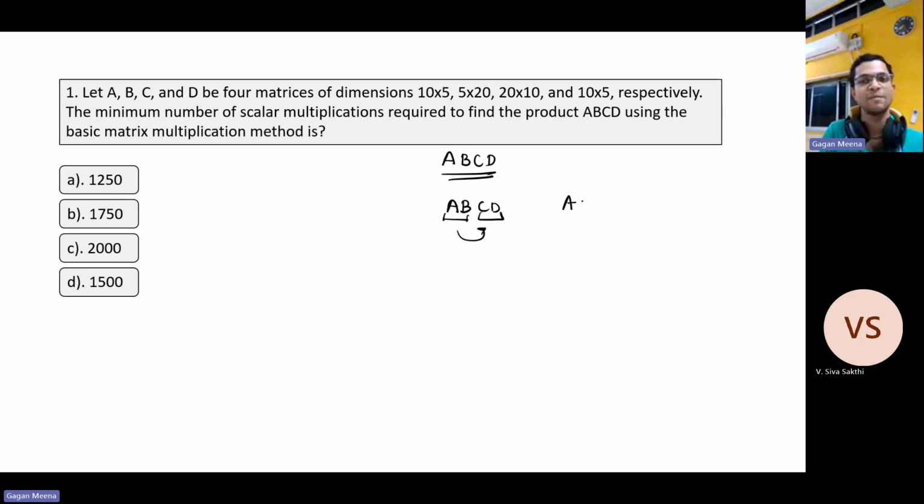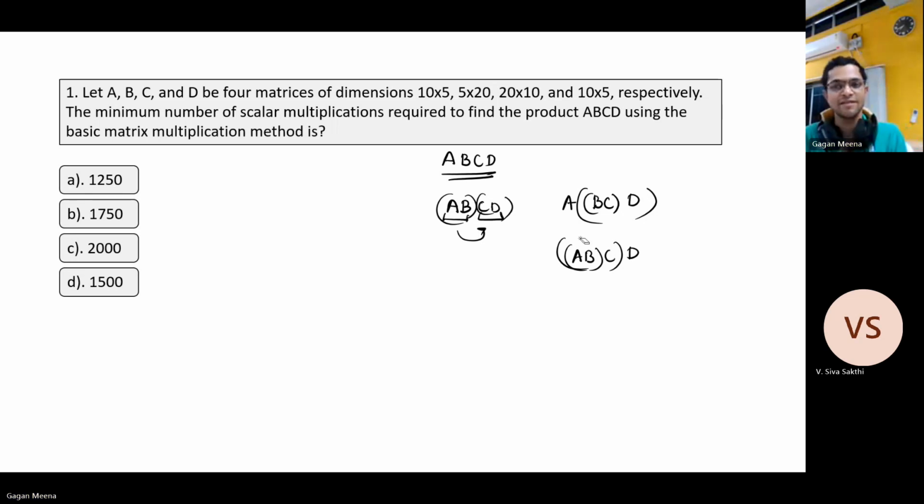Or you can multiply B and C first, and then multiply it with D, and then multiply A. Or you can multiply A, B, then AB into C. Or multiply C, then multiply D. So there are many ways, but we want to do it in such a way that the number of scalar multiplications is minimum. In each of these, the number of multiplications required will be different. They may be the same in some cases, but in most of them it will be different. But we want the minimum.